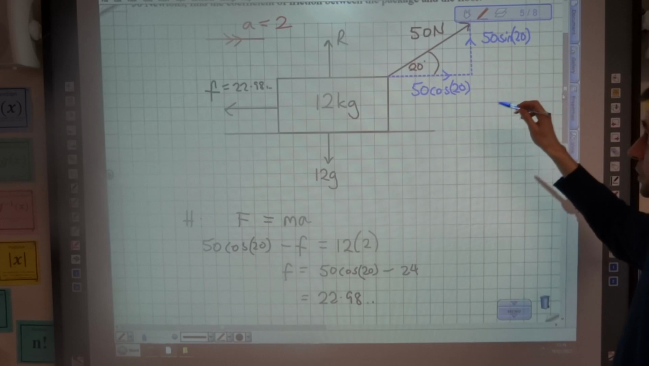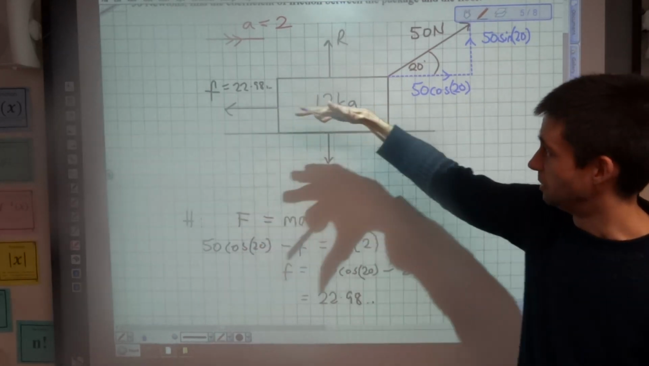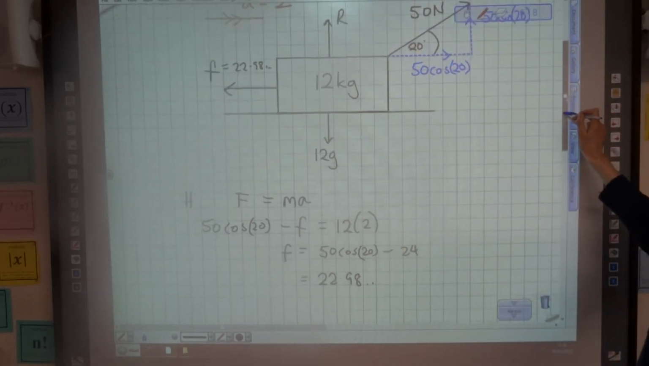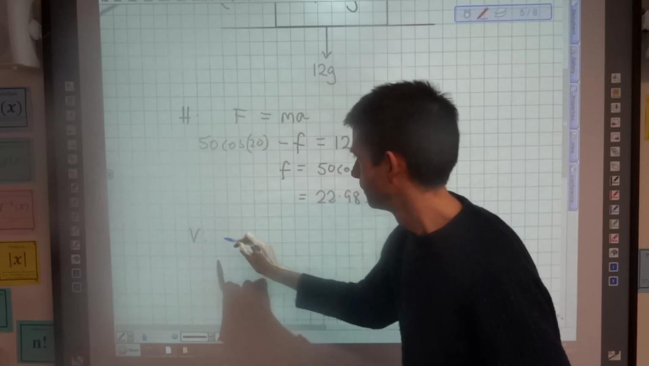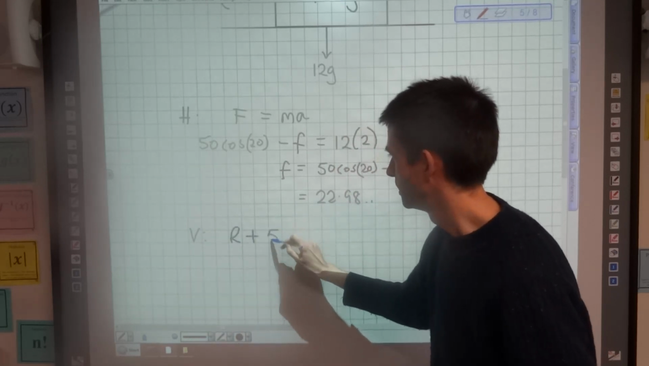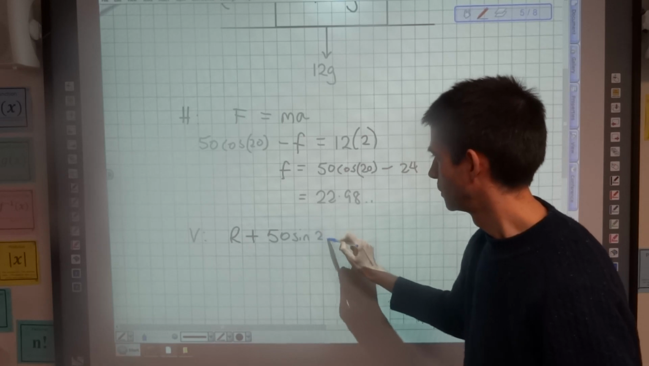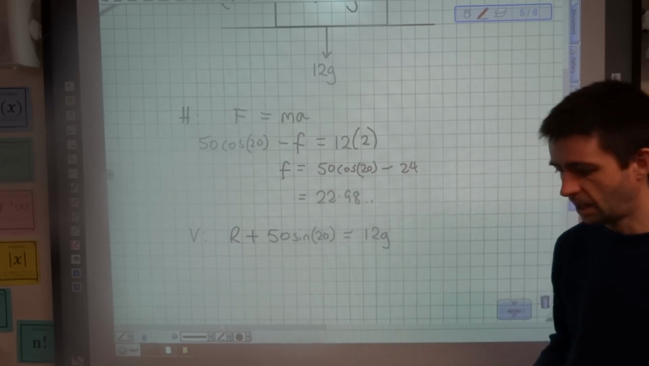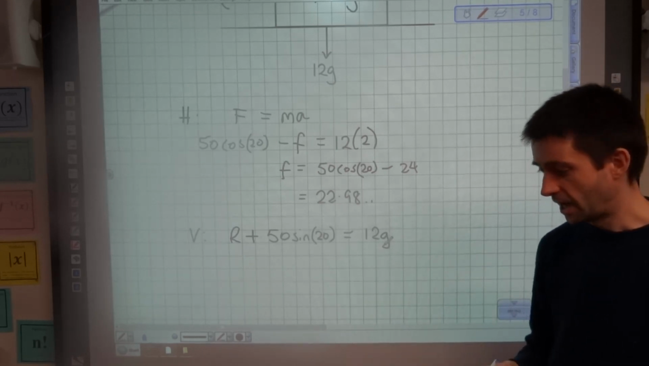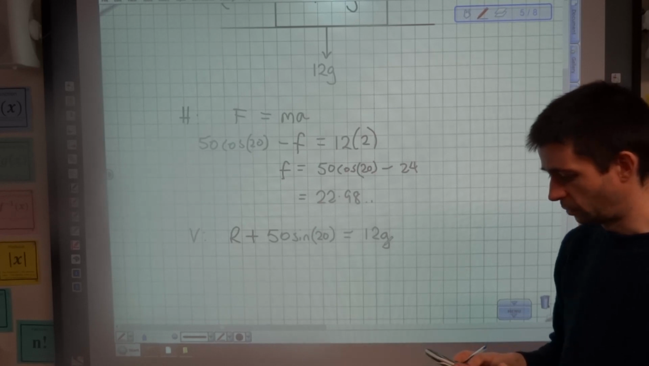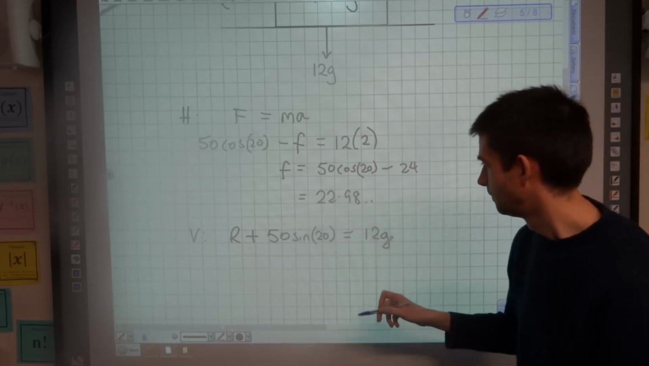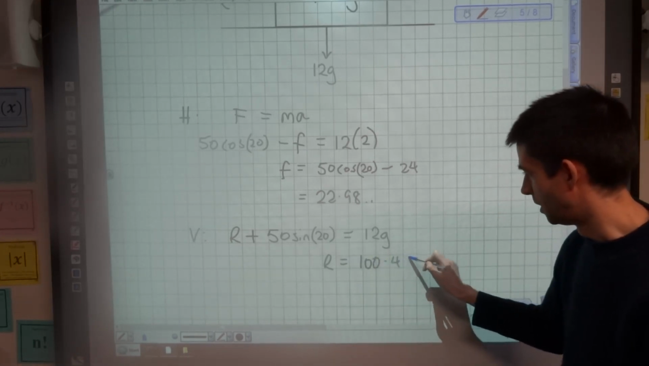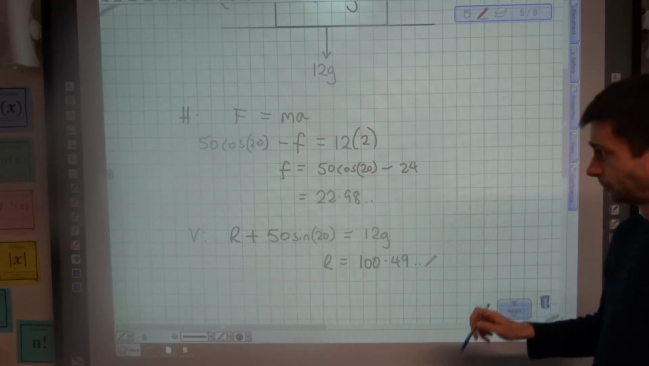Okay, next thing I'm going to do is resolve vertically to find a value for R. So looking at the vertical forces then, it's in equilibrium vertically because it's only moving horizontally. So the total forces up is going to equal the total forces down. So when I look to resolve vertically, I'm going to have R plus 50 sin 20, which is the vertical component, is equal to the weight, which is 12g. Now remember, in maths we use g as 9.8, so I'm going to do 12 lots of 9.8 minus 50 sin 20, which gives me a normal reaction force of 100.49, and then some extras.